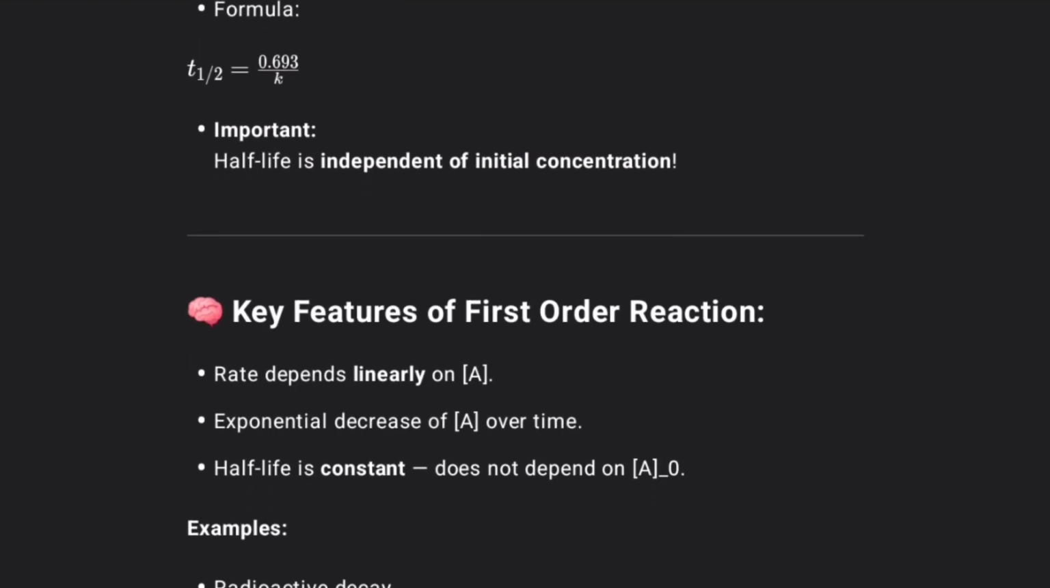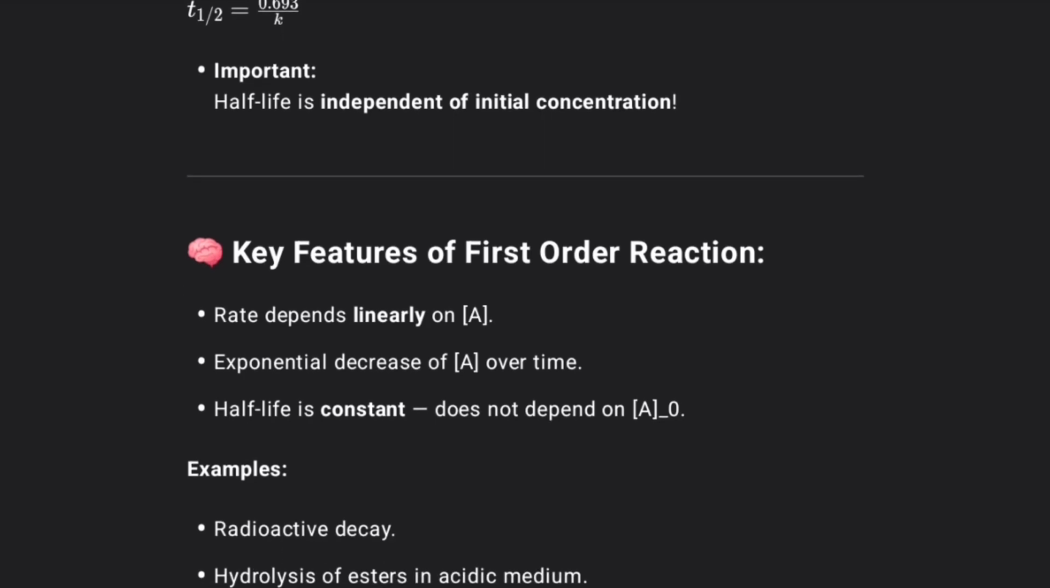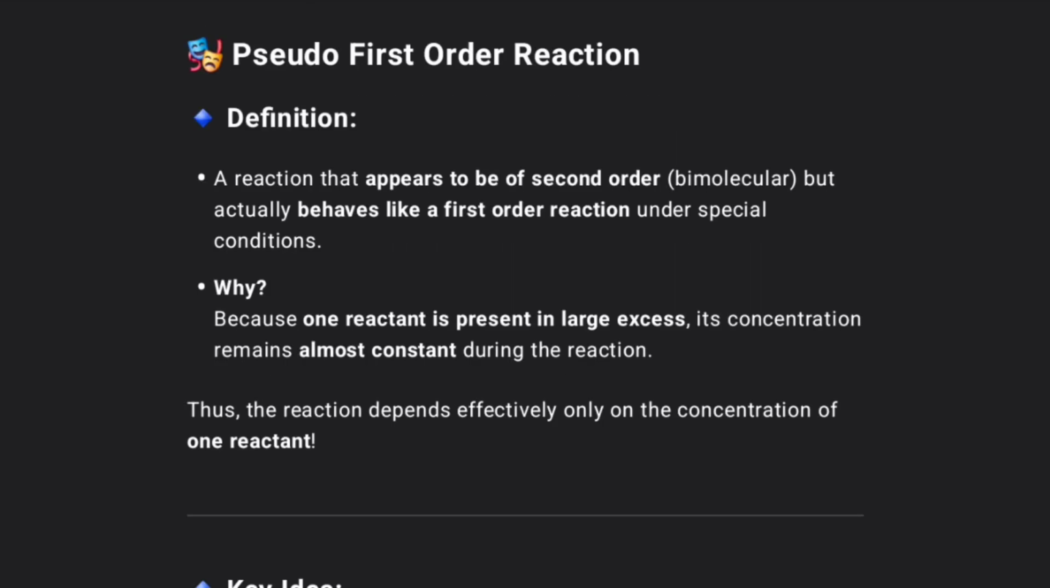Key features of a first-order reaction: the rate depends linearly on [A], there is an exponential decrease of [A] over time, and the half-life is constant and does not depend on [A]₀. Examples: radioactive decay, hydrolysis of esters in acidic medium, and decomposition of N₂O₅. Pseudo first-order reaction.